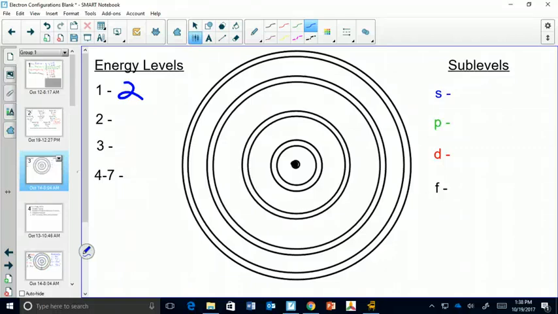How about in period 2? How many electrons will that one hold? Not 6, though that's close. It is 8. How about in period 3? Nicely done, 18. And periods 4 through 7? Period 4 through 7 holds? Not 8. Not 20. 32. Your question, sir?